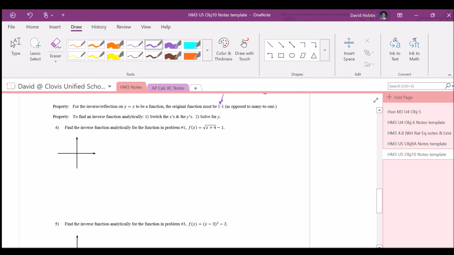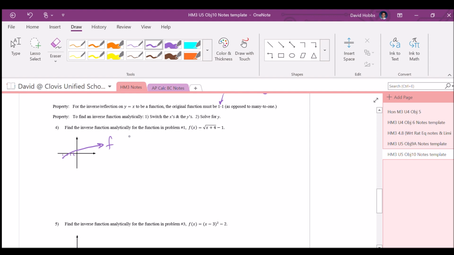So y equals, we can just see 1, 2, 3, 4, -1, and we know it's doing something like that. And then at that point, you're looking, you're going, oh yeah, that's going to be a one-to-one function. So we can see what's going on. Okay, so switch the x's and y's.